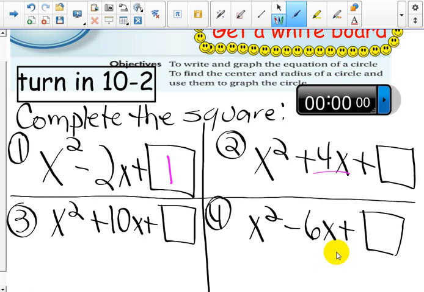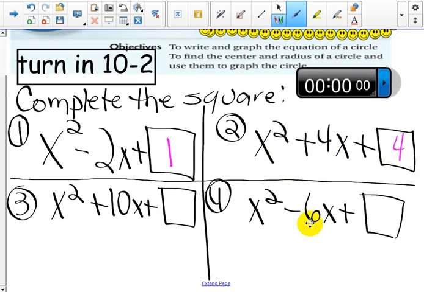Again, divide the middle term by 2 and square it. So 4 divided by 2 is 2, 2 squared is 4. And it was just by coincidence that it was the same as our term. Okay, number 3, divide the second term by 2 and square it. So 10 divided by 2 is 5, and 5 squared is 25. And then negative 6 divided by 2 is negative 3, and negative 3 squared is a positive 9.